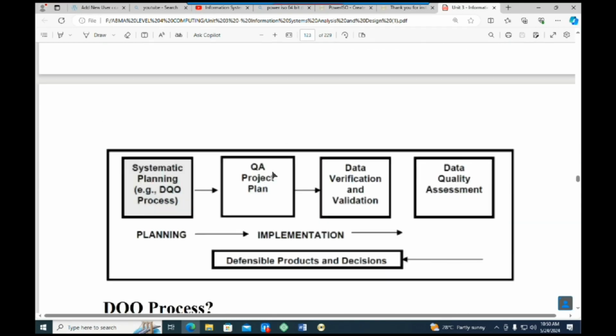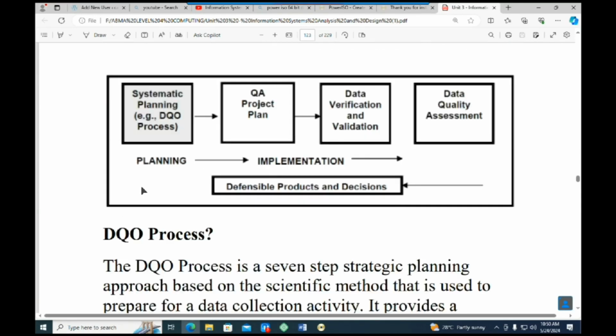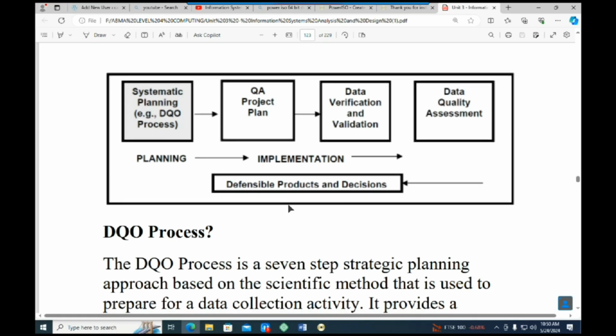Now, if you look at this diagram here, you're going to see we have the systematic planning here. For example, this is what we call the data quality objective process. Then we move to the quality assurance project plan. We move to data verification. We verify the data. We validate the data. Then we look at the data quality assessment. So from there, we make the plans and we implement.